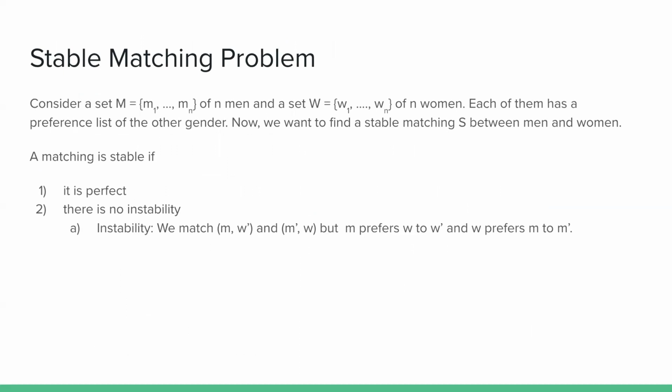Yeah, we want to find a matching that's stable. What a stable matching means is that it's perfect and there's no instability, and we've labeled an instability as an instance where there are two pairings, but each person prefers the person in the other pairing to the person that they're currently matched with. Does everyone understand this problem statement for Gale Shapley?